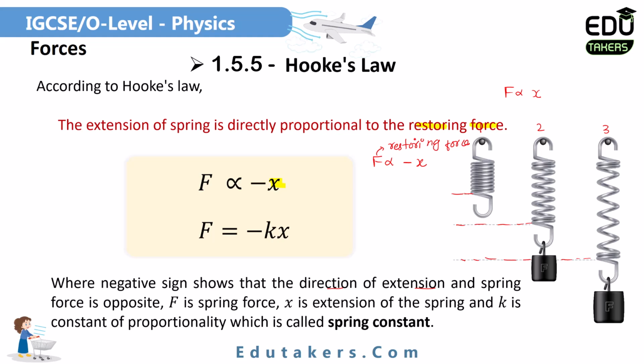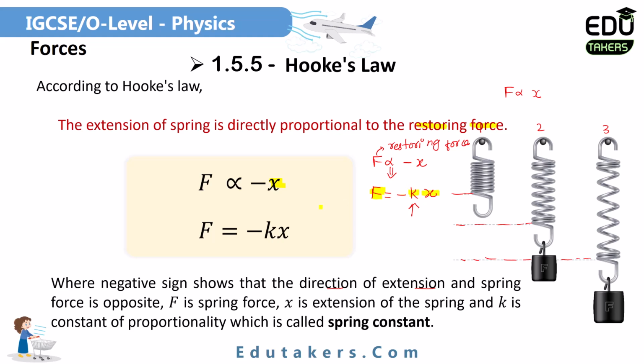Then, to remove this sign of proportionality, there should be some constant. That's why I write F is equal to minus kx, where k is the constant, which is called the spring constant. You can see F is a force, which is measured in Newton, and x is the extension, which is of course measured in meters or centimeters. Meter is the SI unit, but since it is a length, it can also be measured in centimeters.